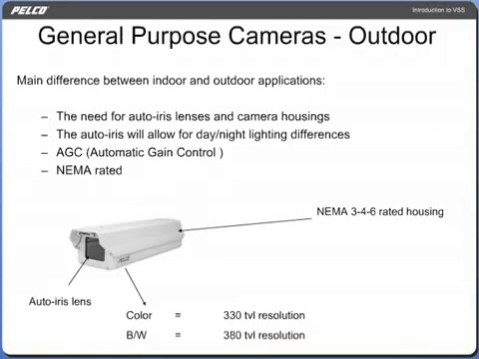The main difference between indoor and outdoor applications is the need for auto iris lenses and camera housings. The auto iris will allow for day-night lighting differences. The setup procedure for outdoor cameras includes the use of AGC as well as back focusing of the camera and lens combination.